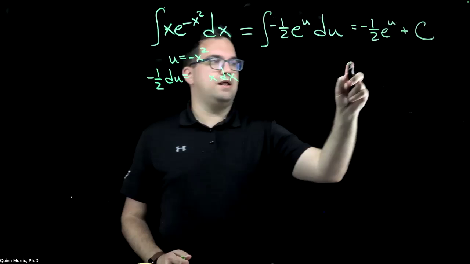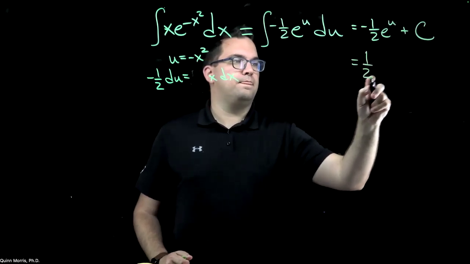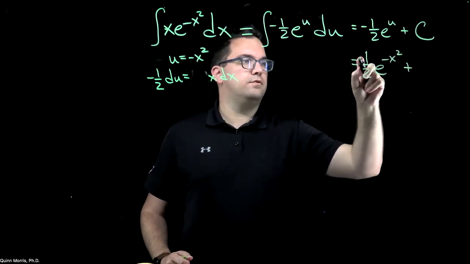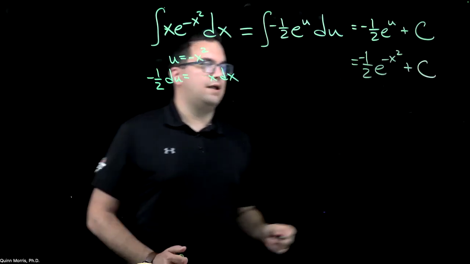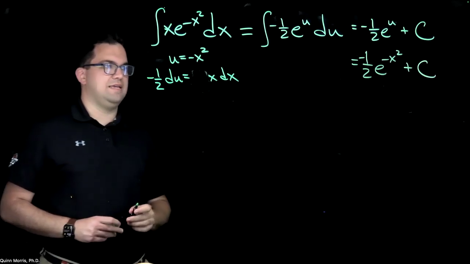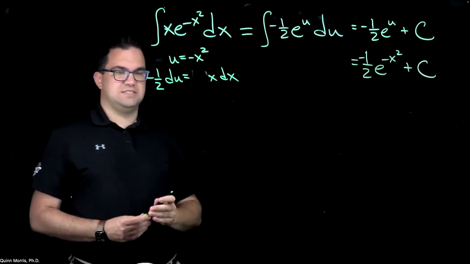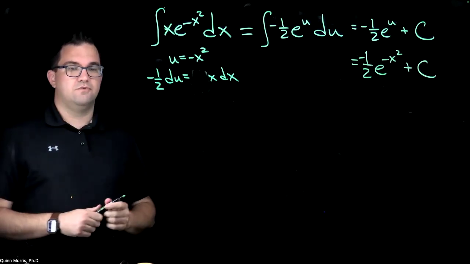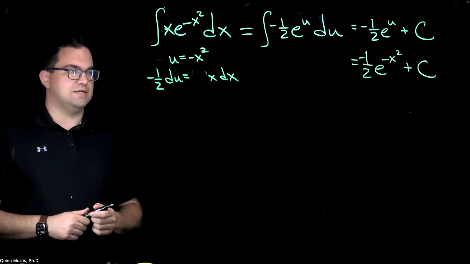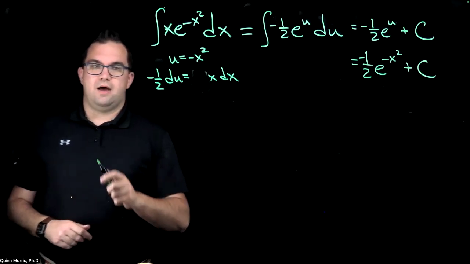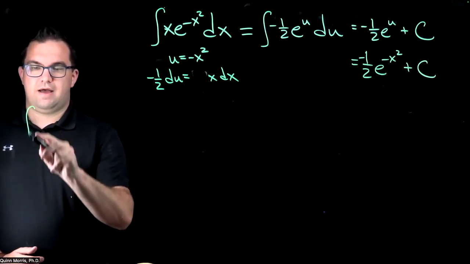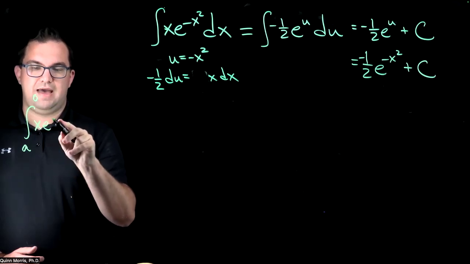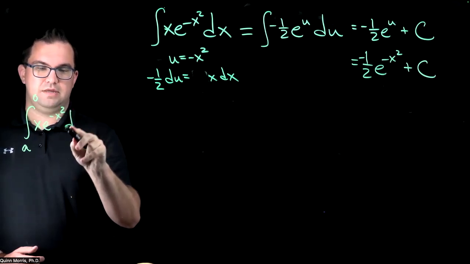But I have to remember that I made up u. U was minus x squared. So I end up with minus 1/2 e to the minus x squared plus c as my family of antiderivatives for the function x e to the minus x squared. Now, I'm going to need to evaluate both the integral from a to 0 of x e to the minus x squared dx.